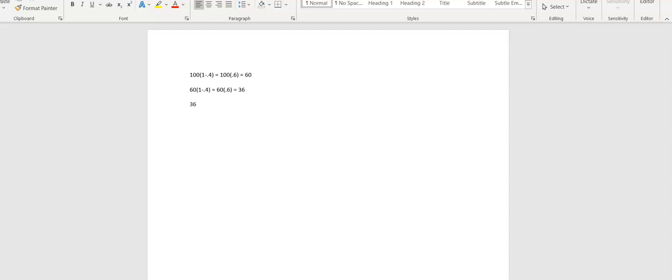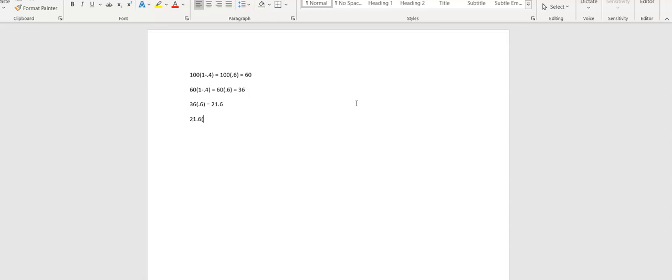And let's go to day 3. Now I'll just shortcut it. We know that 1 minus 0.4 is 0.6. So 36 times 0.6 for the third day. It's going to be 21.6. Pardon my dog in the background.